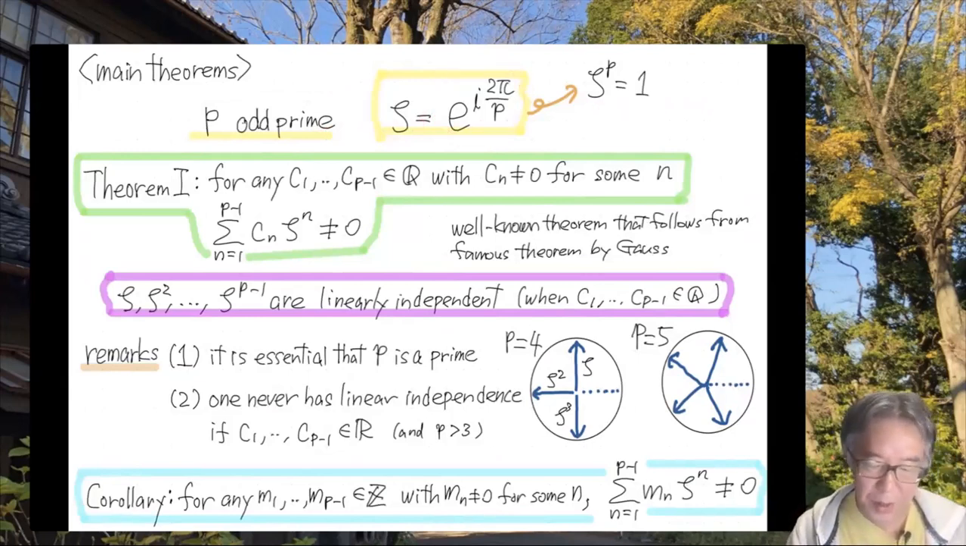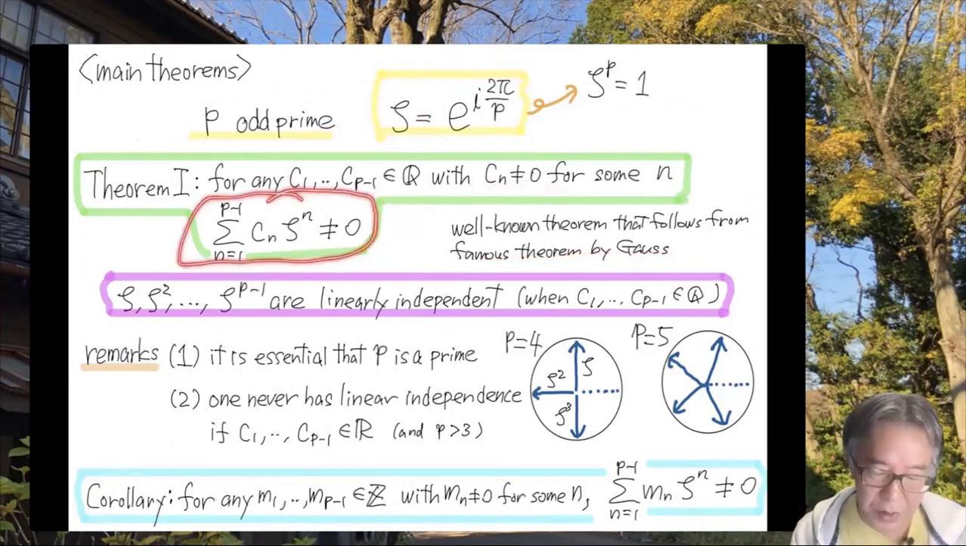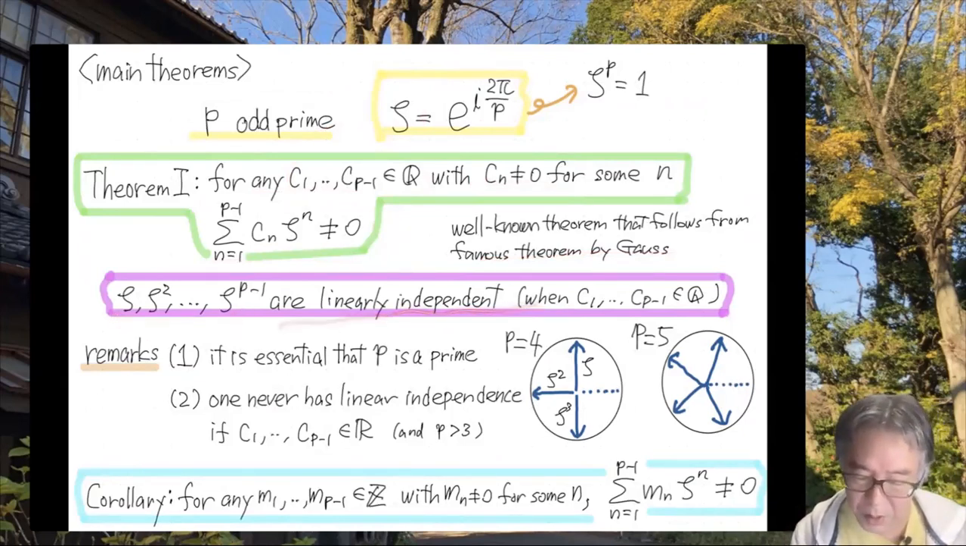And here's the statement, a very interesting statement. This is well known, and it follows from a famous theorem by Gauss. So here are rational coefficients, and I assume that not all of them are zero. And then the theorem says that this linear combination is non-zero. So this means that the powers of theta are linearly independent when the coefficients are rational.